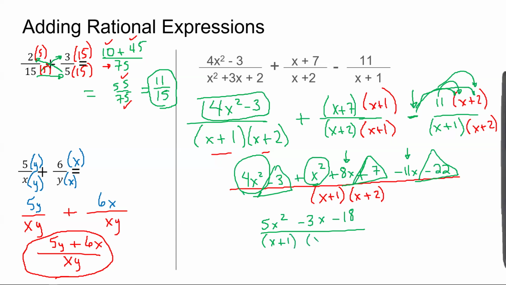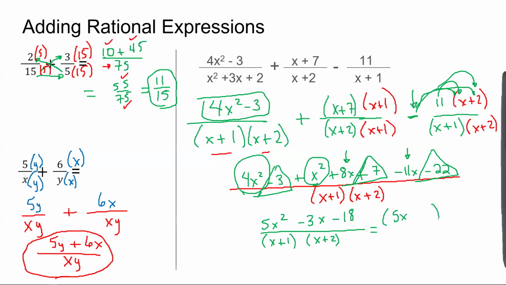I would suggest trying to go one step farther and asking, will that top factor? Because if you could find an x plus 1 or an x plus 2, that would be one more thing you could get rid of. And we like getting rid of stuff. You got that 5 out front. 5 is not a factor of 18. So, we're kind of, I don't know.